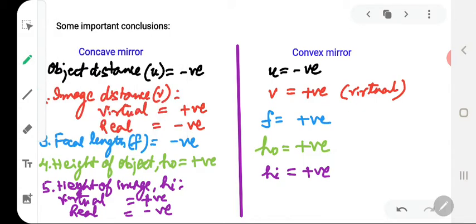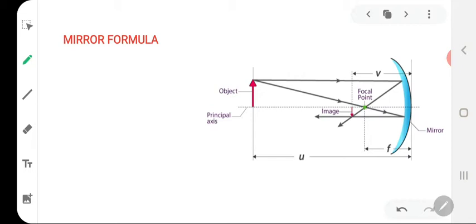Now let's move on to a very important topic, that is the mirror formula. The distance of an object from the pole of a mirror is known as the object distance, as we were discussing right now. Object distance is denoted by the letter U. The distance of image from the pole of a mirror is known as the image distance, and it is denoted by the letter V. The distance of focus from the pole of a mirror is known as focal length, denoted by letter F.